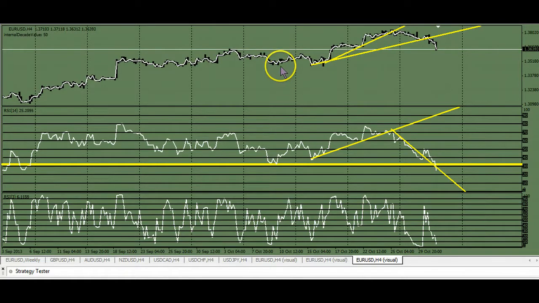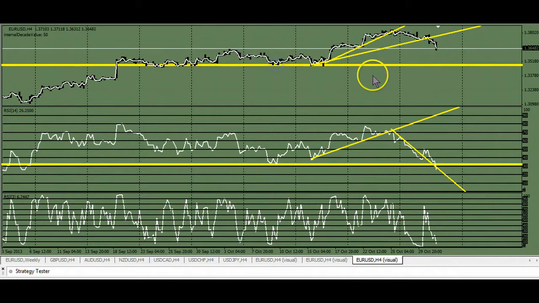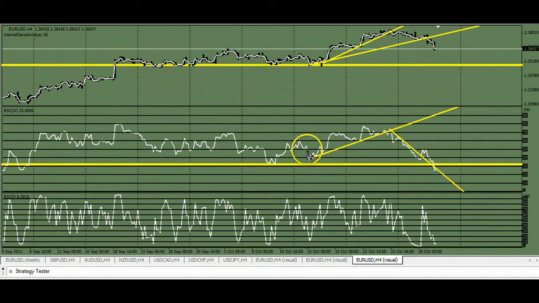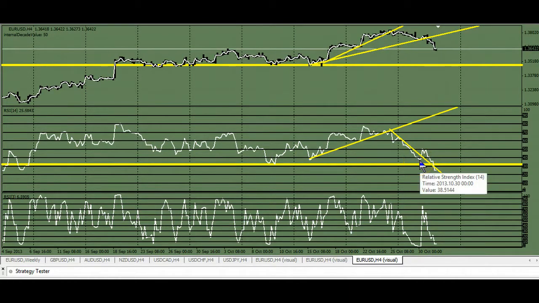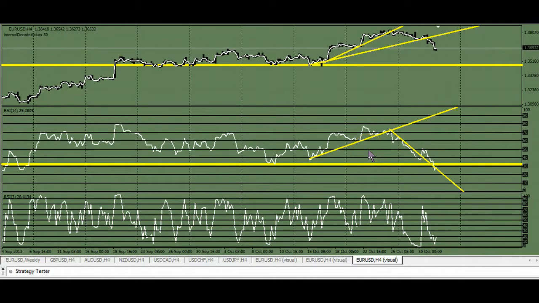Whereas price-wise, you haven't taken it out yet. Notice this point here. We're way away from that. But we've already taken it out in RSI 14 period. So you're really ahead of the game here. You're already short here.